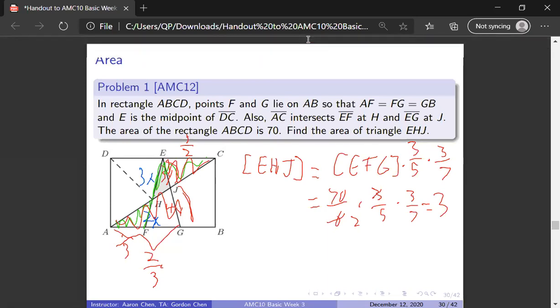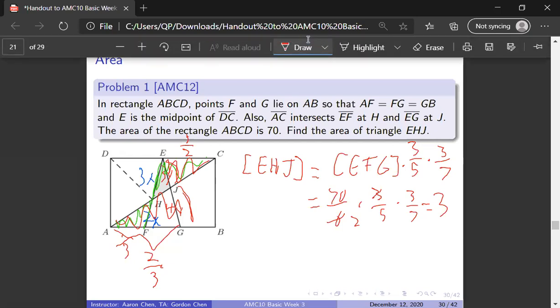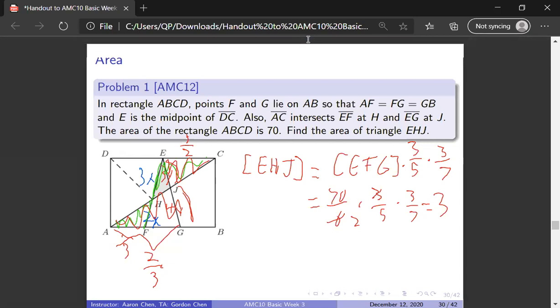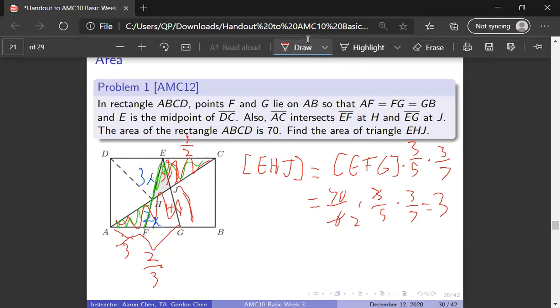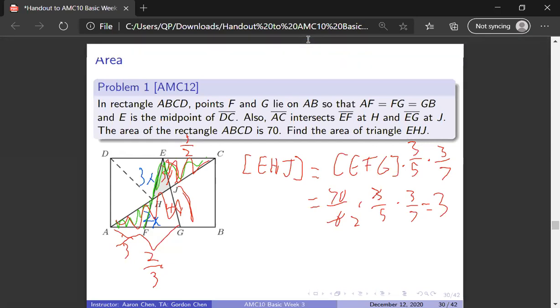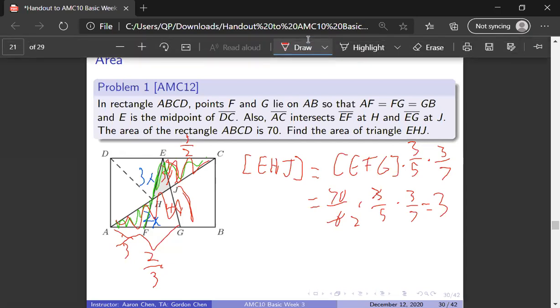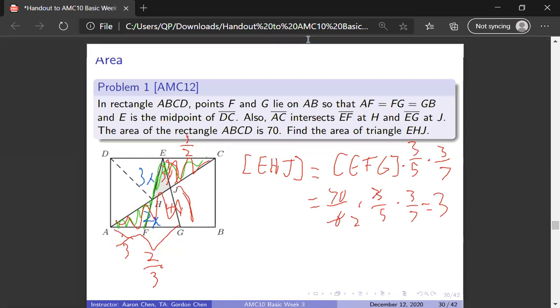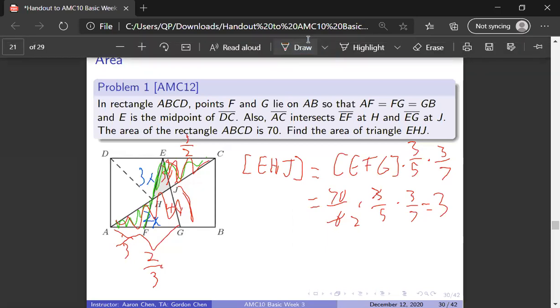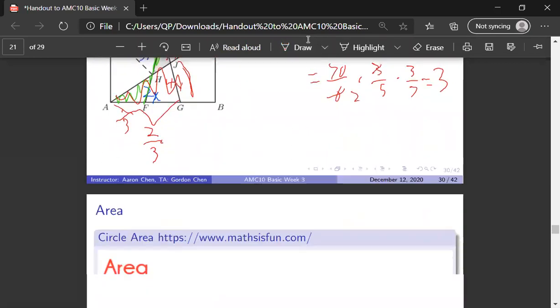And so the area of triangle EHJ is the area of triangle EFG times EH over EF times EJ over EG, which equals 70 over 6, the area of EFG, times 3/5 times 3/7, and this is just equal to 3. You can prove that the area of the sub-triangle is equal to the area of triangle EFG times the ratios of the two split sides, basically. You can prove this, but I won't cover why it's true now. It should be pretty intuitive though.